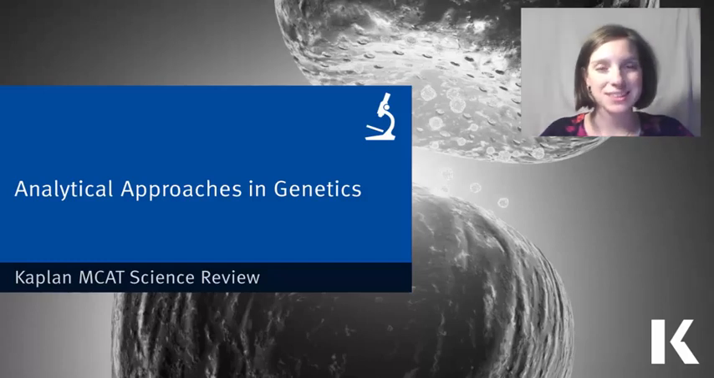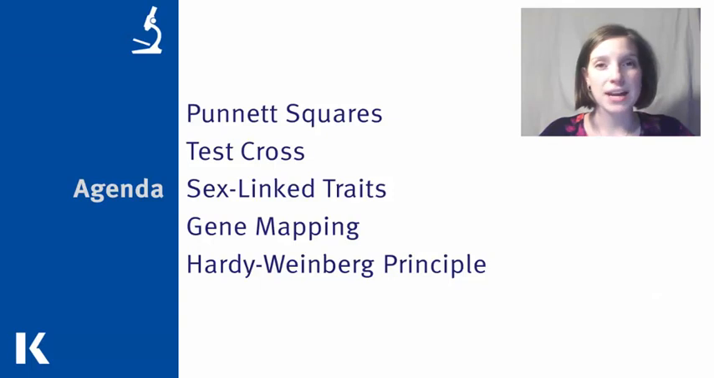these outcomes. The first tool we will examine is a Punnett square, and then we'll look at how to treat test crosses and sex-linked traits within them. We'll then look at gene mapping, and finish off by exploring the Hardy-Weinberg equilibrium.